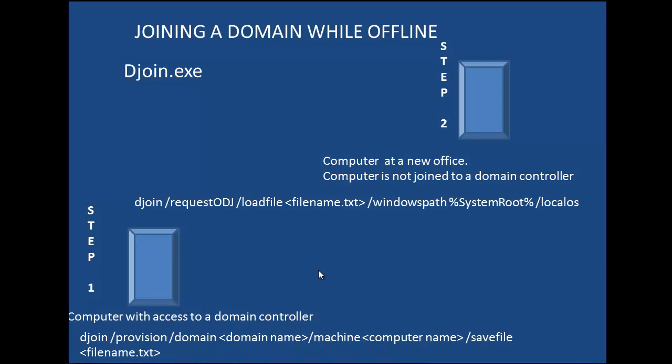We want to talk about joining a computer to a domain while that domain is offline, or while that computer has no access to the domain controller. And that's a two-step process. Why might we want to do that? Why would you want to join a computer to the domain when there is no domain available?